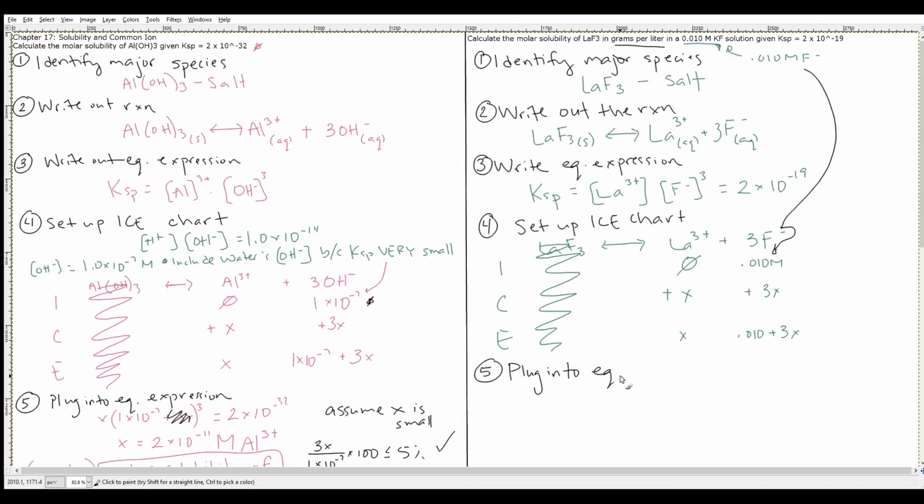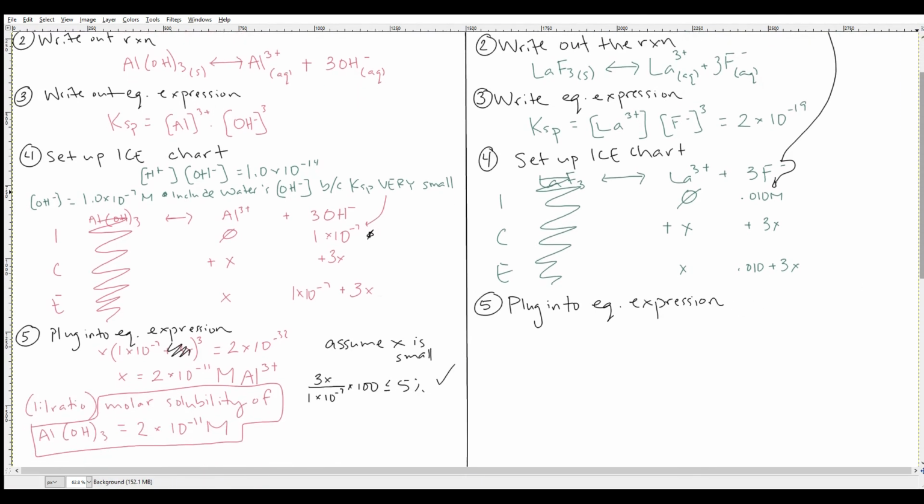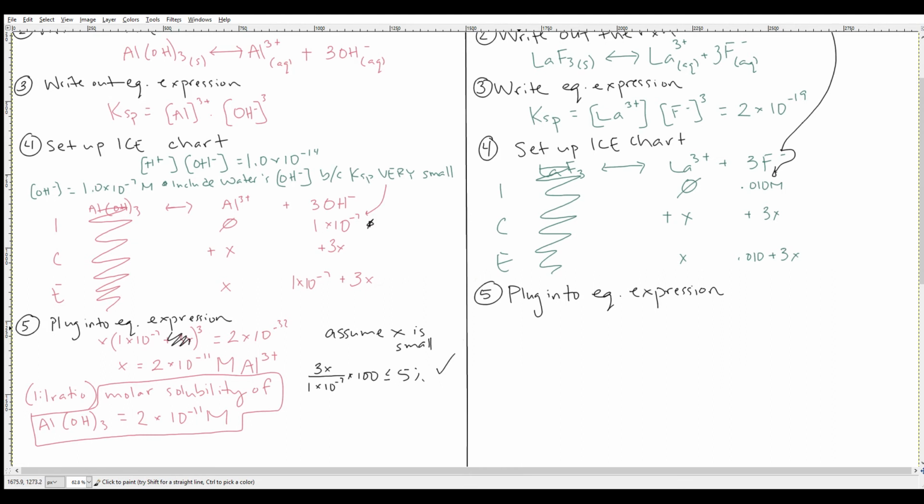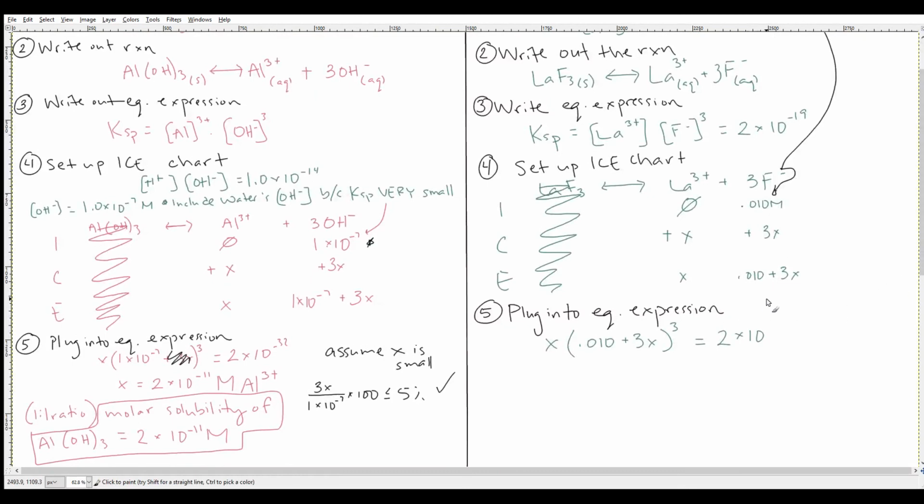Plug into the equilibrium expression. So I know that X times 0.010 plus 3X cubed, don't forget that cubed, is equal to our given Ksp, 2 times 10 to the negative 19th. So let's see if I do that. Let's go ahead and assume X is small. We can do that because our Ksp value is super small.